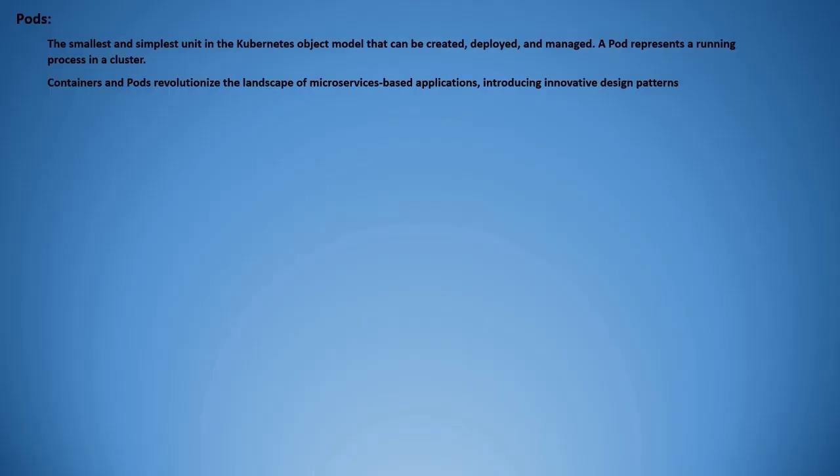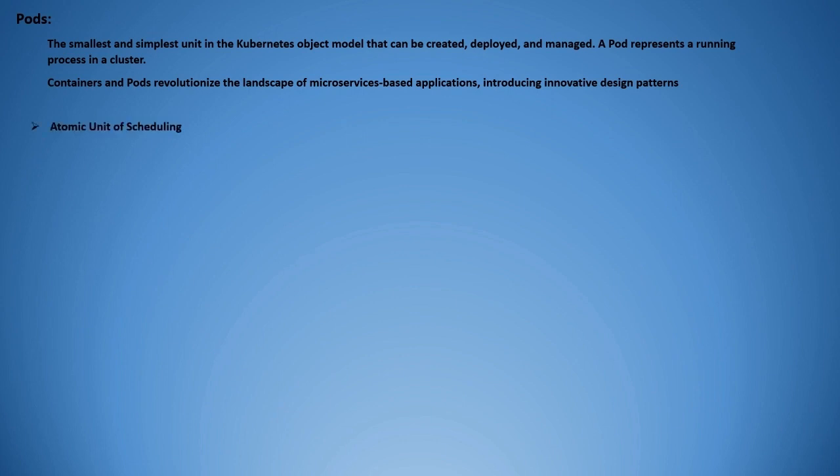Let's understand pods and their underlying architecture. A pod is the smallest and simplest unit in the Kubernetes object model that can be created, deployed, and managed. A pod represents a running process in a cluster. Pods are a fundamental building block in Kubernetes, and several unique attributes make them crucial for orchestrating containerized applications.